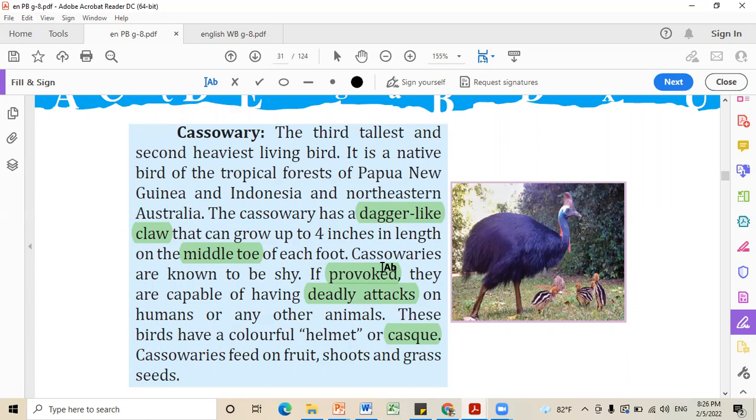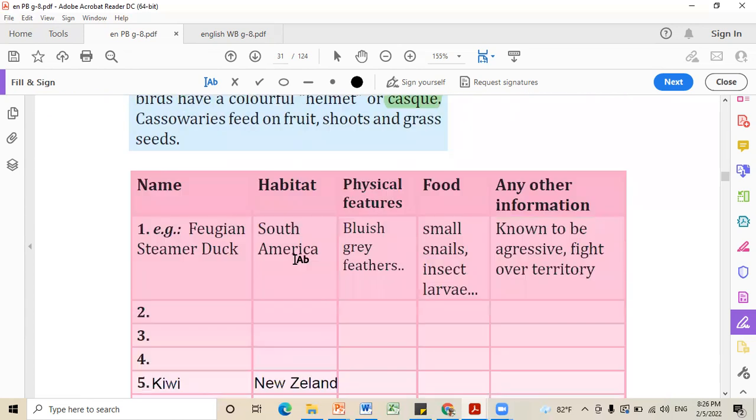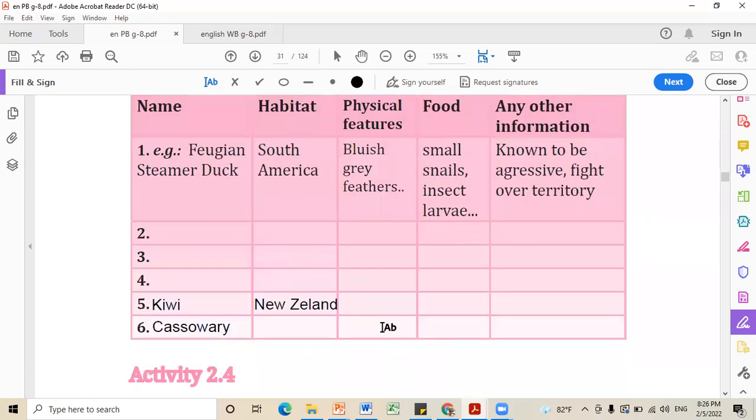These birds have a colorful helmet or casque, right? Yes, that is correct. And also we have another feature given. The cassowary has a dagger-like claw that can grow up to 4 inches in length on the middle toe of each foot. So they have long claws, right? So that is also another physical feature, right? So we can include them here.